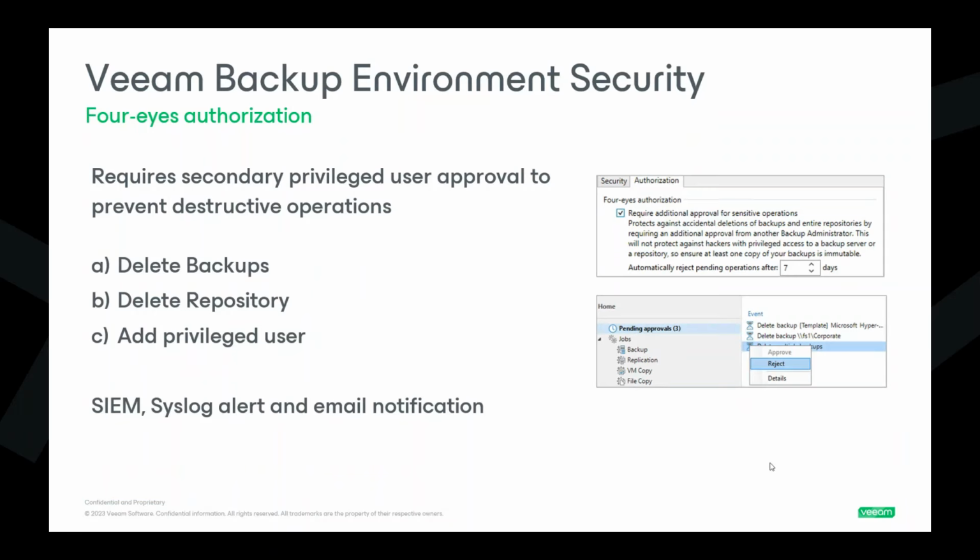So we have four-eyes authorization here, where a minimum of two admins are required. One admin is making changes, like trying to delete the backup, delete the repository, or add privileges to any user. It will go to another administrator to make sure whether he was doing this accidentally, or intentionally. Another administrator can prevent that. He can reject it or approve it if it is really required.